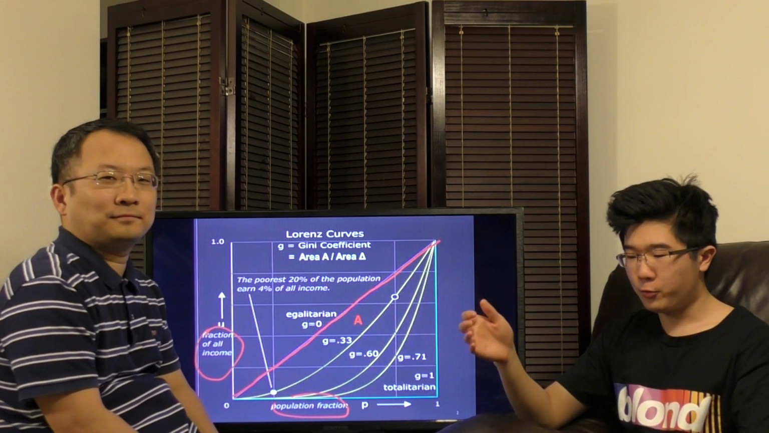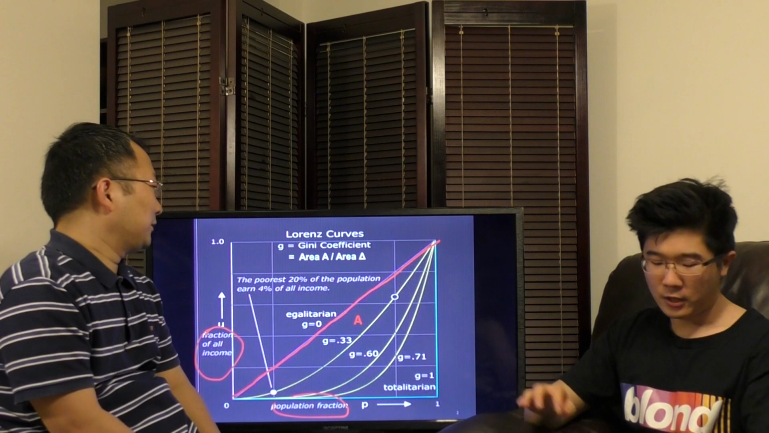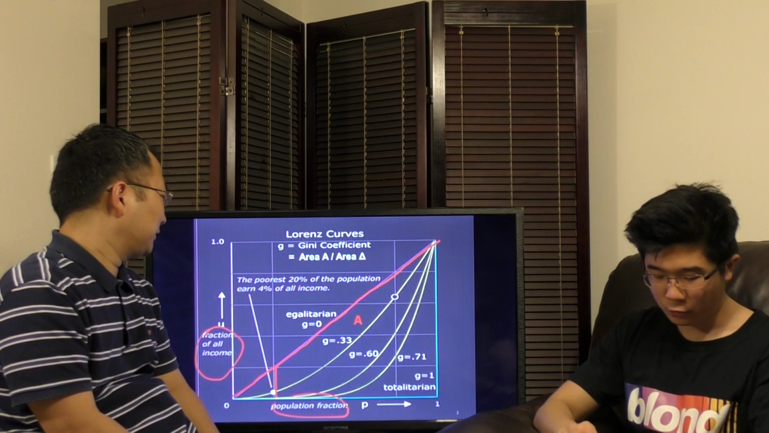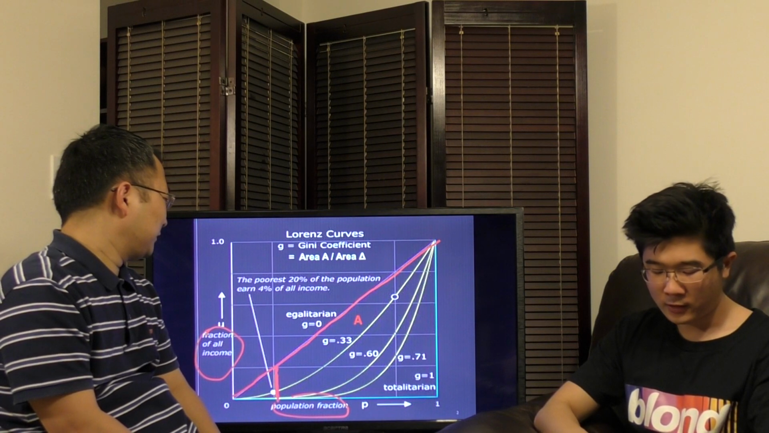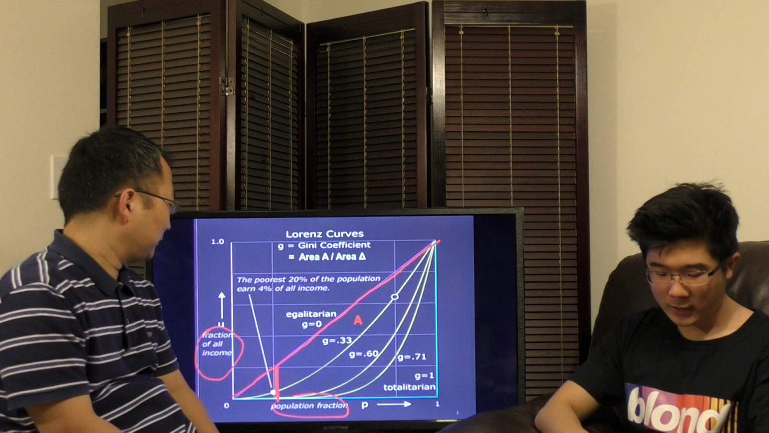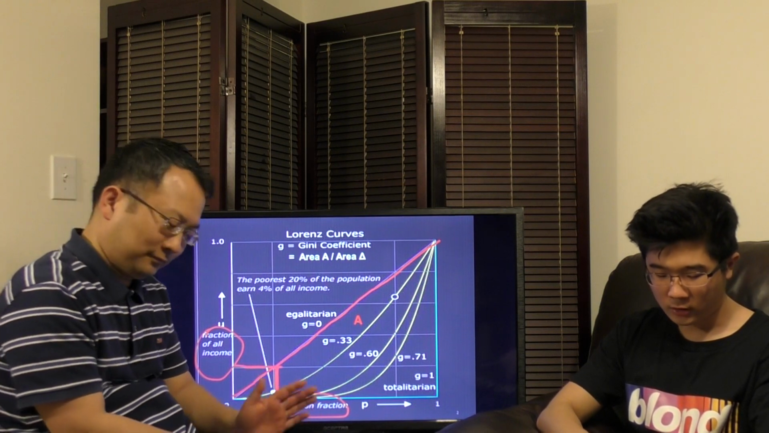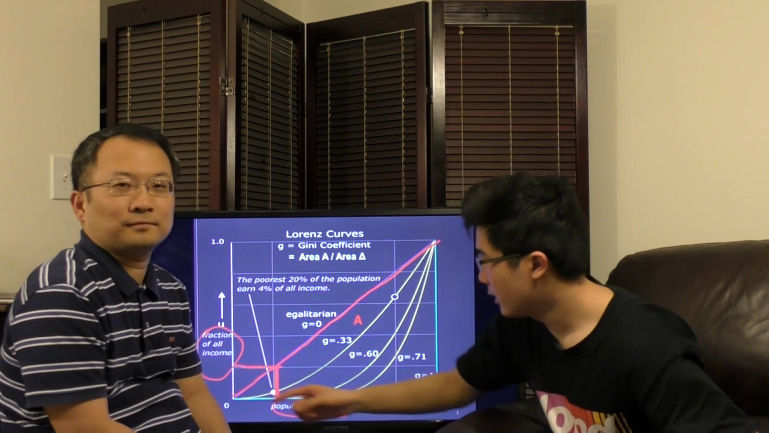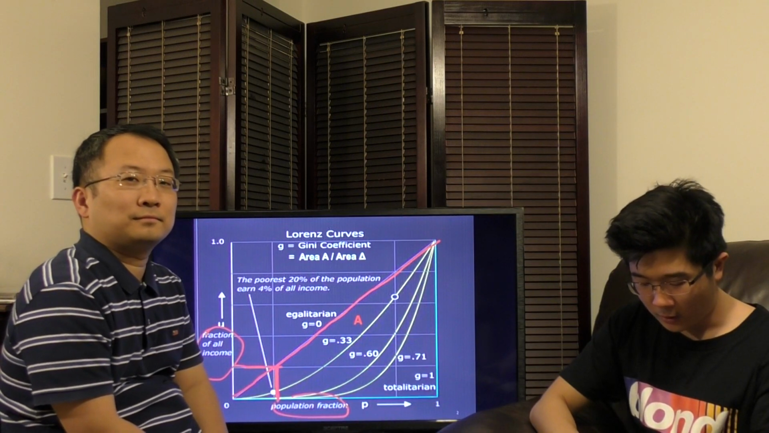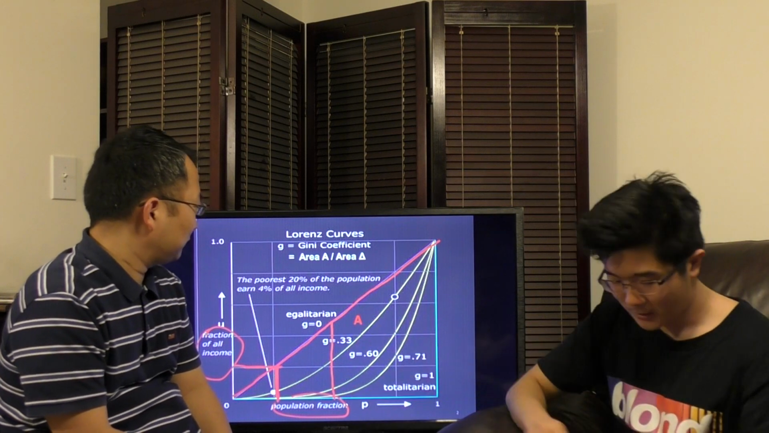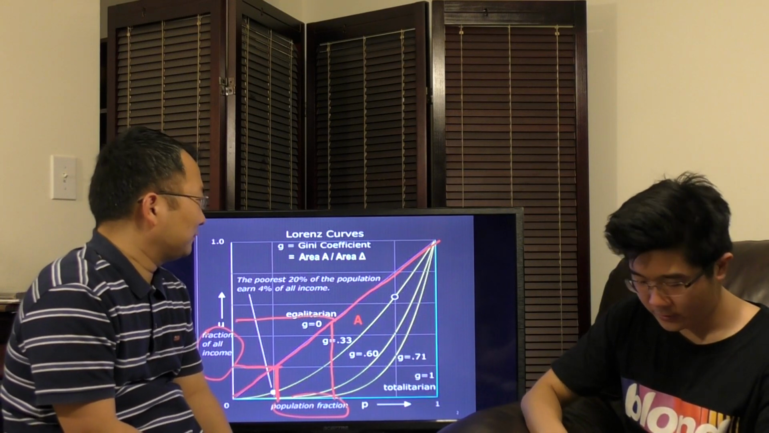The way this is shown on the graph is, for instance, 20% of the population here on the x-axis will also make up 20% of all income in the country on the y-axis. Similarly, 50% of the population here makes 50% of all the income, and then it goes on.